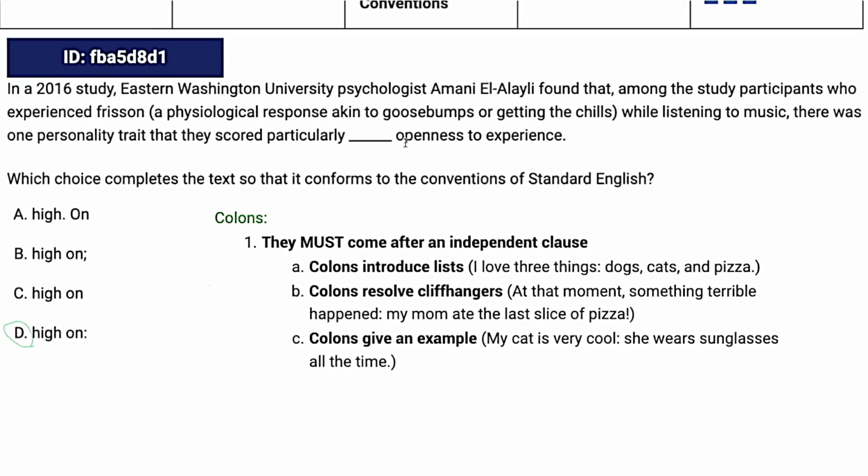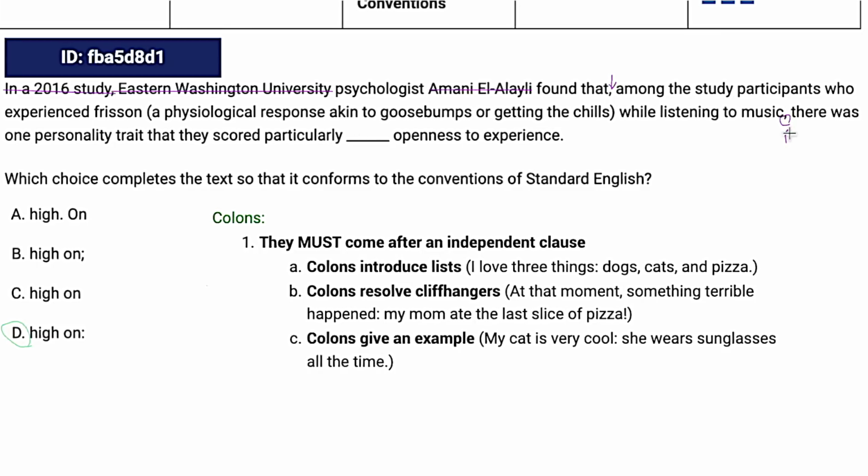So if we look at our blank space, we've got this really long sentence starting from in a 2016 study. And I like to simplify things as much as possible. So if we have an introductory phrase, we can get rid of that. So we've got Eastern Washington University psychologist Amani. I'm not going to try to pronounce that. We could simplify that too. We could just basically say, this psychologist found that, and then we've got a comma, among the study participants, and then we've got another comma.